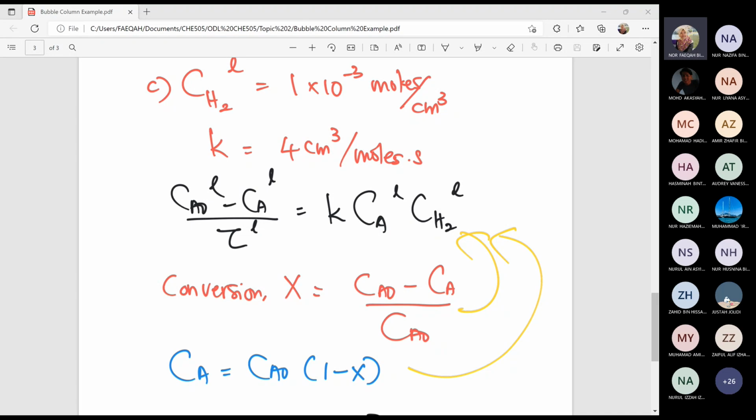So you need to know what is the total volumetric flow rate when you want to calculate the volume, okay, total volume V equal to tau L, tau yang ni multiply with total volumetric flow rate. Total volumetric flow rate.